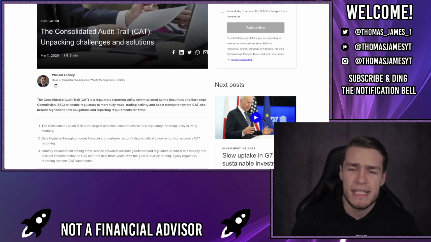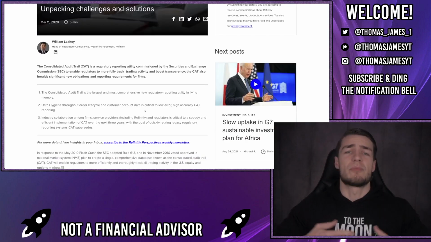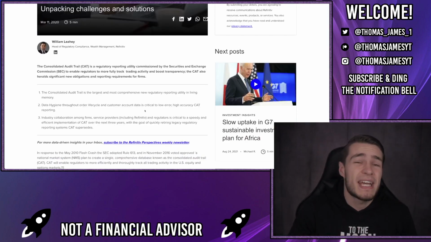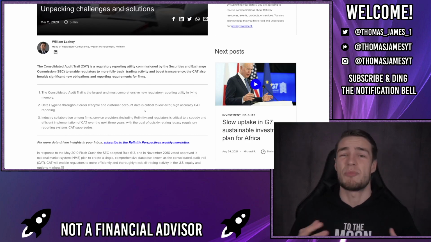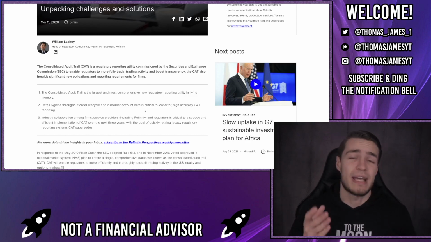a regulatory reporting utility commissioned by the SEC to enable regulators to more fully track trading activity and boost transparency. The CAT also heralds significant new obligations and reporting requirements for firms. Basically the SEC did a review and figured out that the OATS system just wasn't cutting it, so they specifically required and engineered this new CAT system.